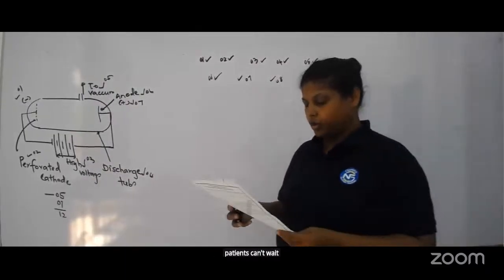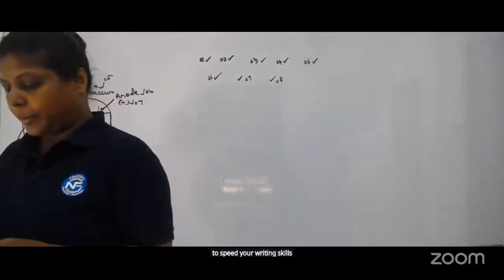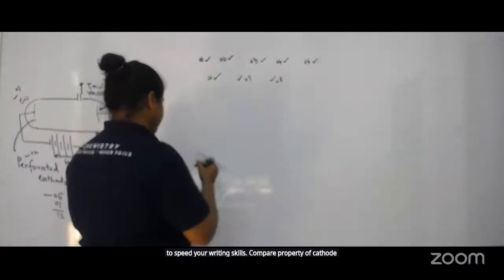So speed up your writing skills. Compare properties of cathode and canal rays. 12 marks.